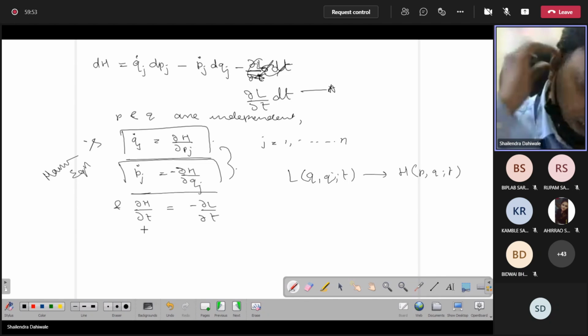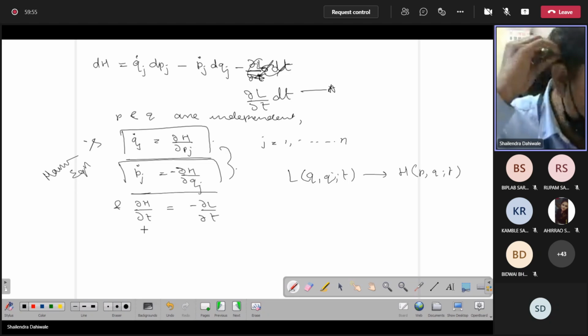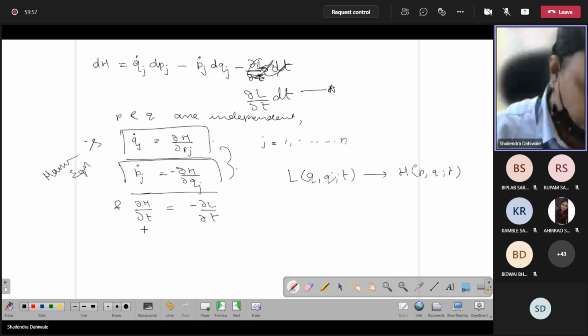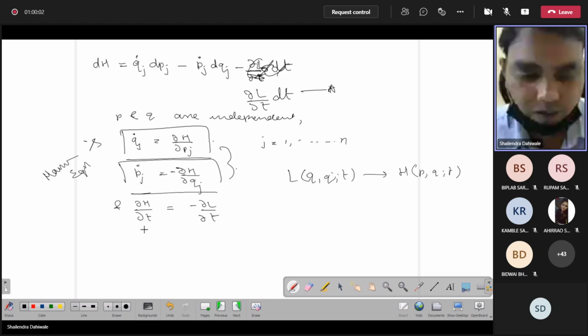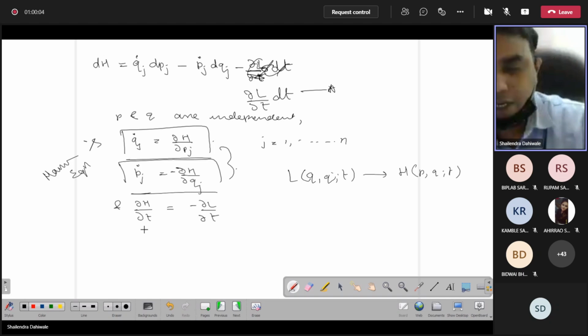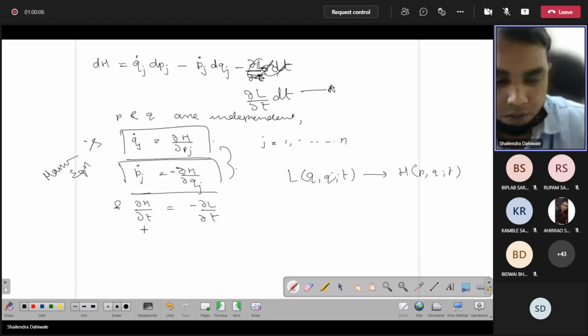When we are making this transformation, basically it leads to conservation. And as I told in previous lectures also, this conservation leads to some kind of symmetry. So the very general proof of that, the Noether's first theorem, we will see in the next lecture.